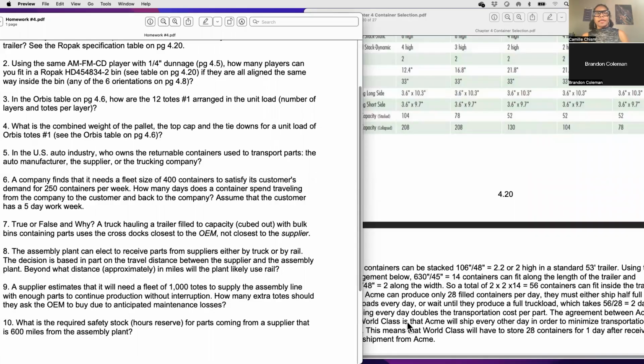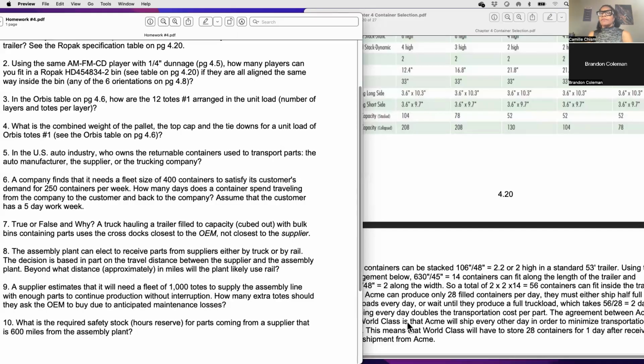Let's see. Number 10, what is the required safety stock for parts coming from a supplier that is 600 miles from the assembly plant? So this will be in your reading as well.